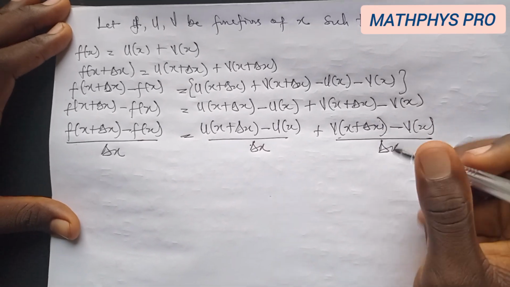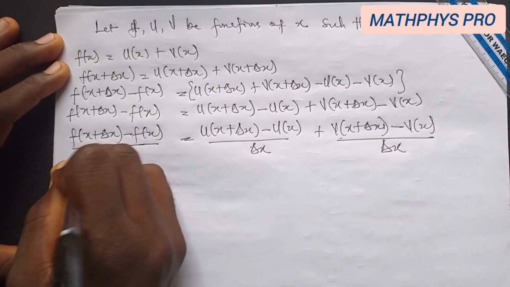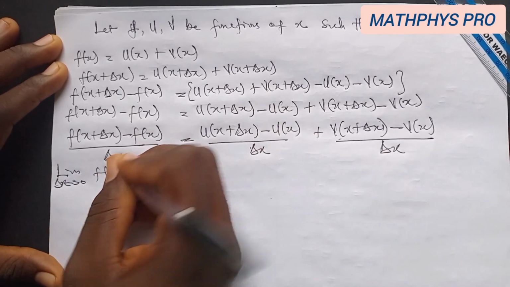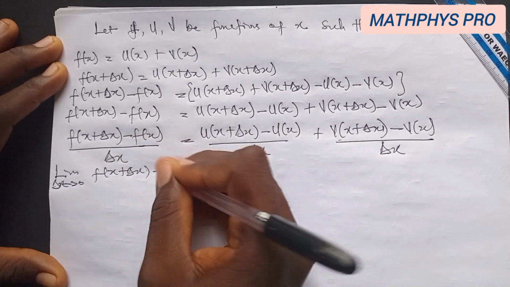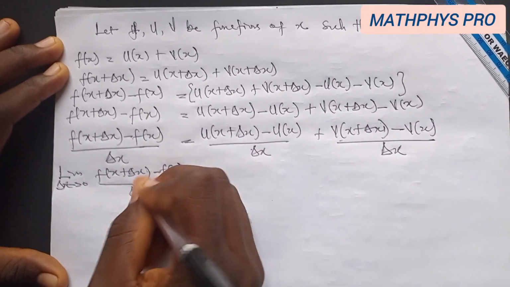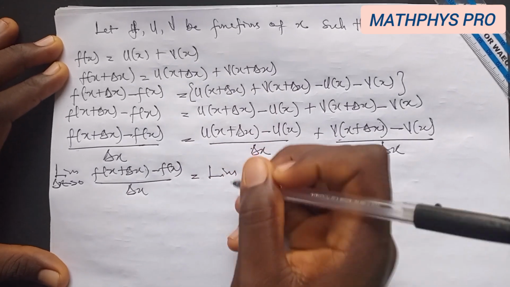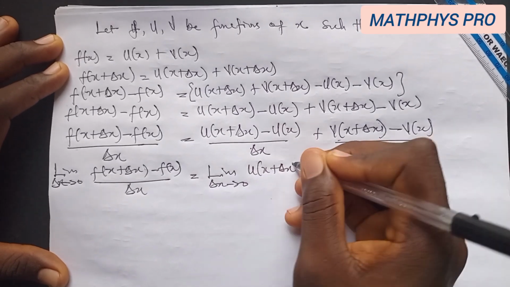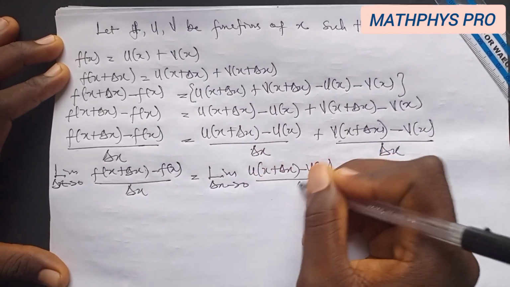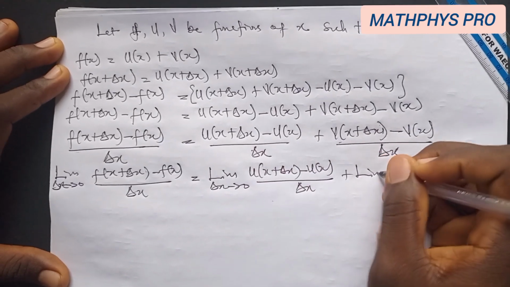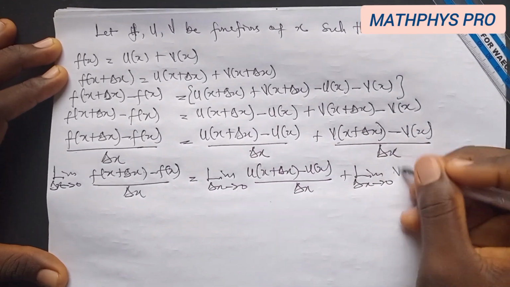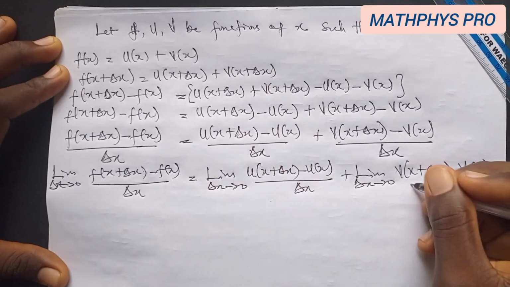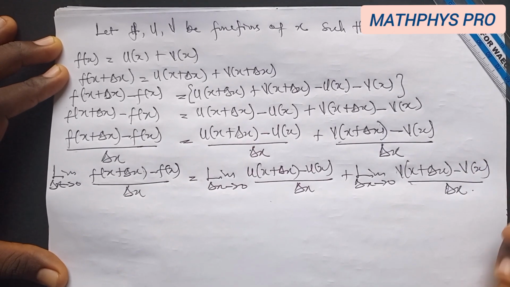So we have that the limit when change in x approaches 0, f of x plus change in x minus f of x divided by change in x is equal to the limit when change in x approaches 0, u of x plus change in x minus u of x divided by change in x, plus the limit when change in x approaches 0, v of x plus change in x minus v of x divided by change in x.